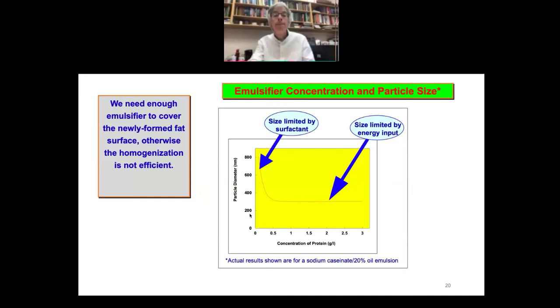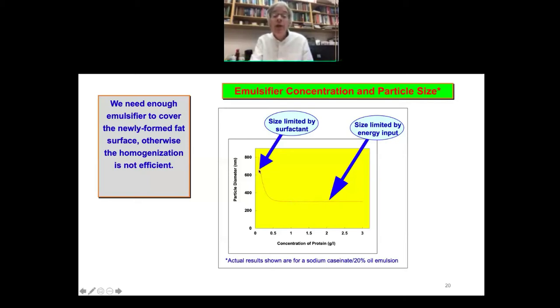So this diagram shows, for example, the size of particles that you can form and stabilize in a homogenizer as a function of the protein that's present to stabilize them. What you can see here is that in this range, we have sufficient protein to stabilize the surface area that's being created. And the size of the droplet is going to be a function of the energy input. So if you want smaller droplets, you need more homogenizing pressure, for example.